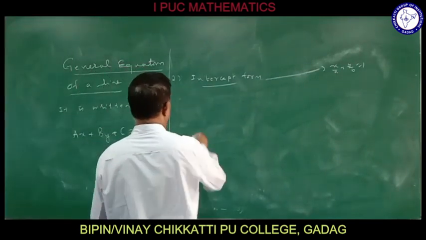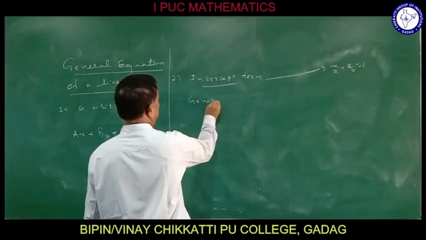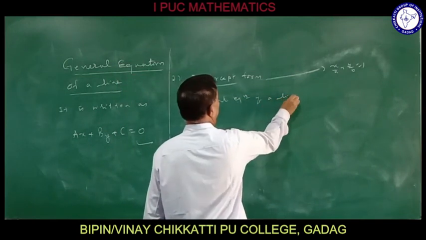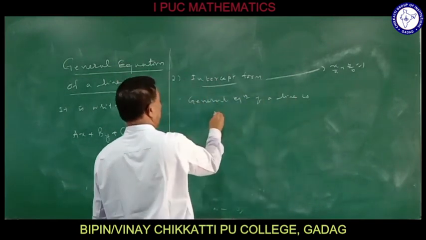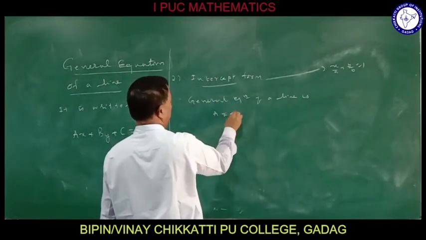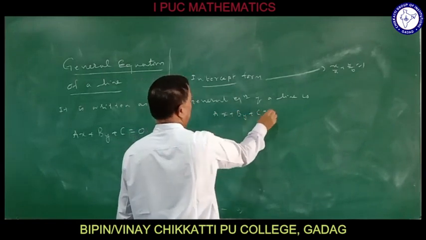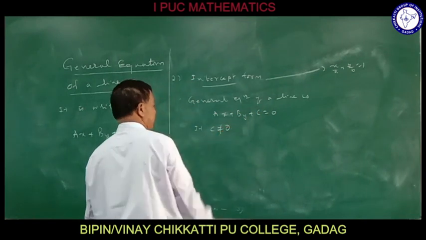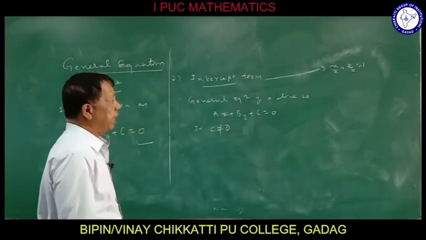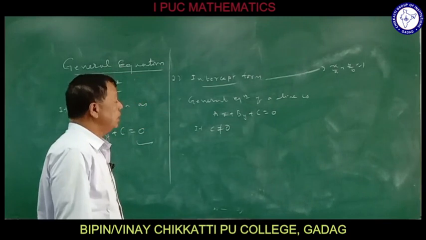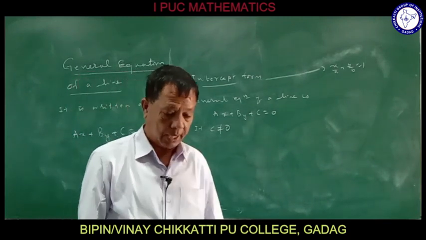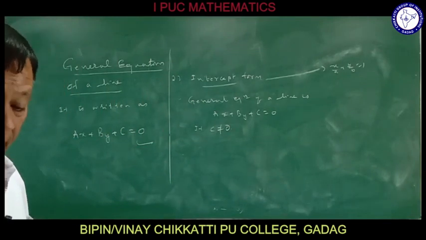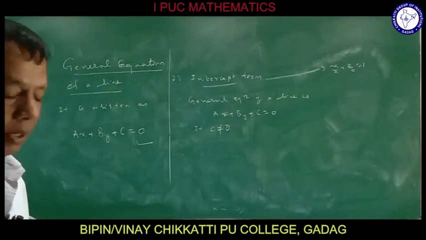So the general equation of a line, what is that? Ax plus by plus c is equal to 0. If c is not equal to 0, because when you are writing in the intercept form, c should not be equal to 0, then you can understand what is to be done.